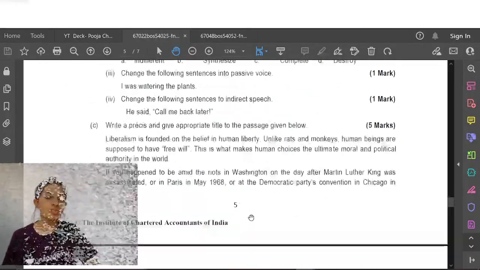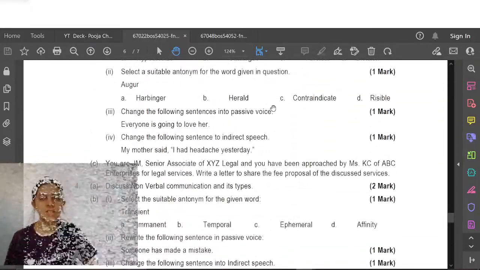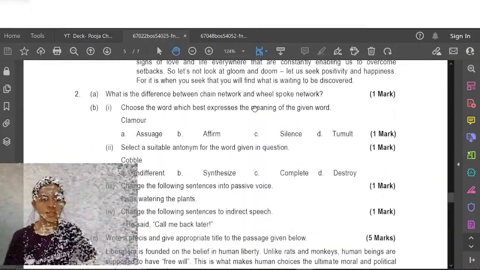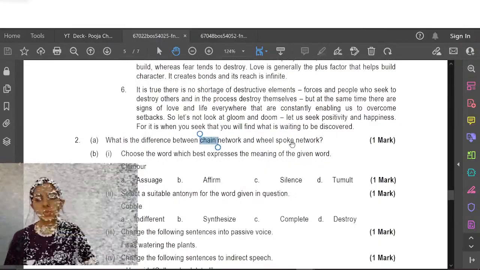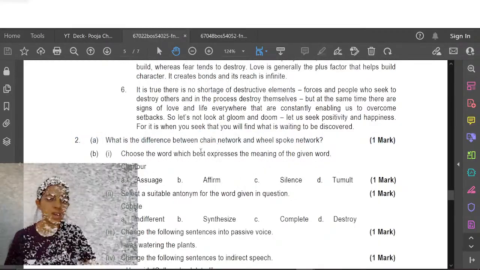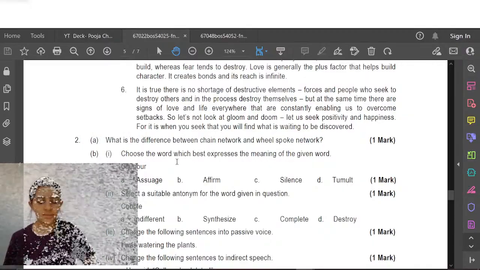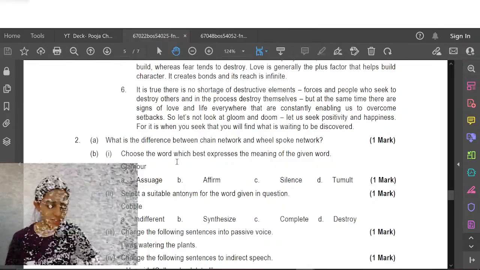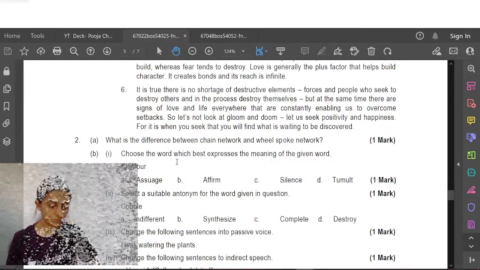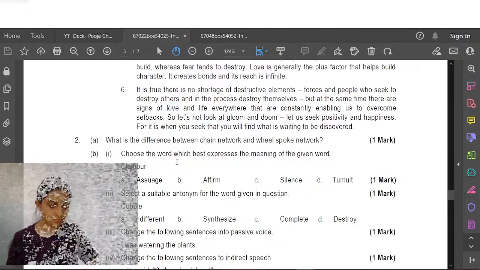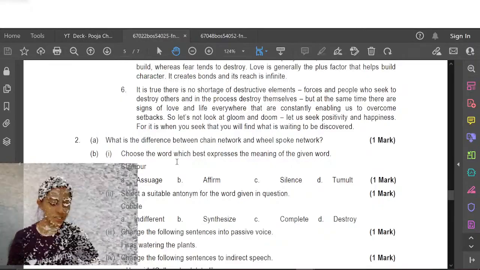Now, among 2, 3, 4 and 5, you have to answer only 3 questions. So let's see the first question of each one of them. What is the difference between chain network and wheel spoke network? I don't really think you need me for chain network and wheel spoke network. It is a very easy task for you to manage.